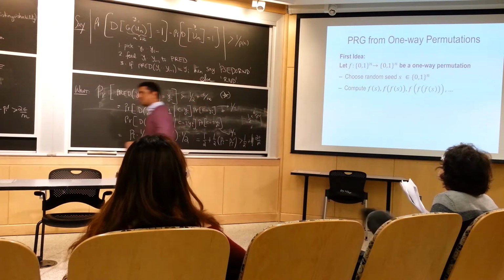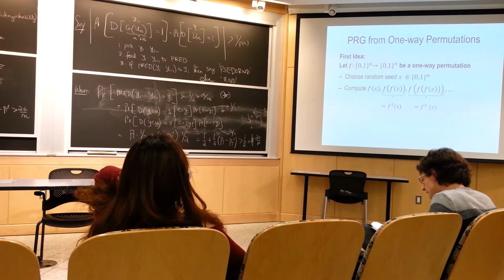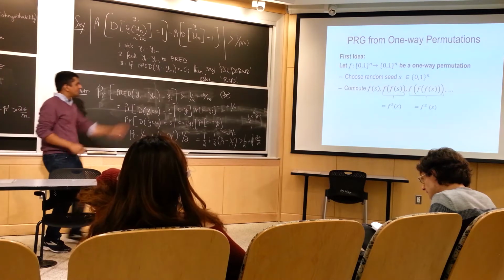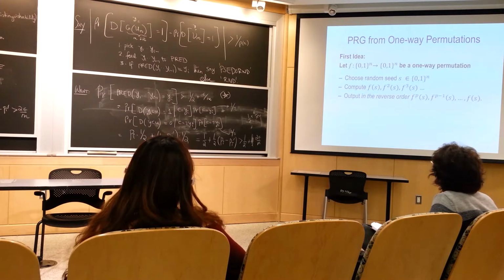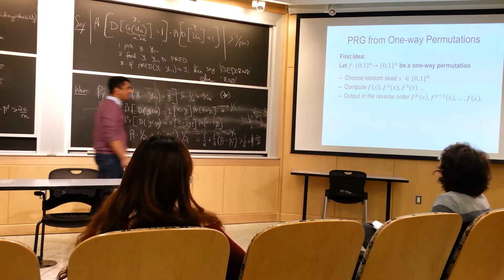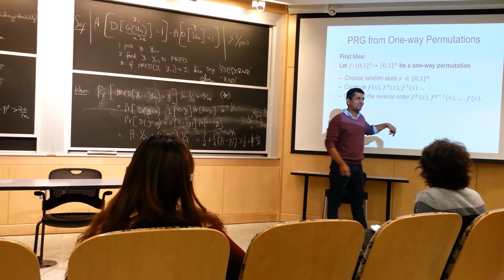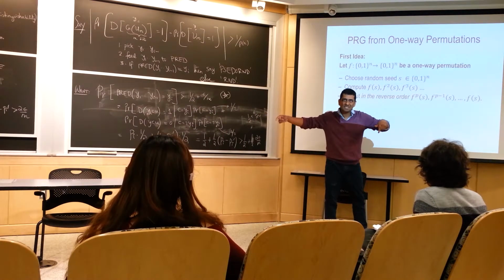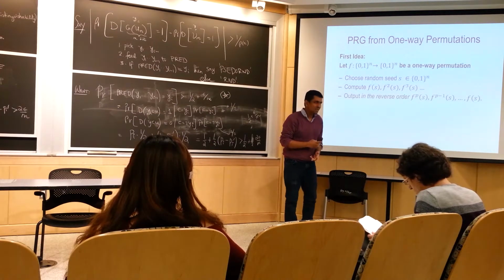You know what? Let me do a trick, which is actually quite confusing. I'll call these f squared, f cubed. It doesn't mean f of s squared. It means f of f of s. So here's the construction. I do exactly the same thing, but I output it in the reverse order. I don't output f of s and so forth, but I output it in the reverse order. What am I doing?